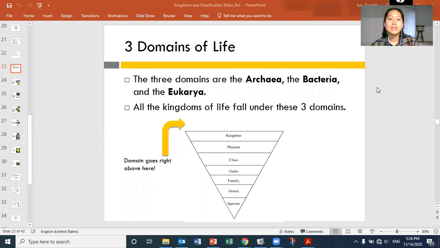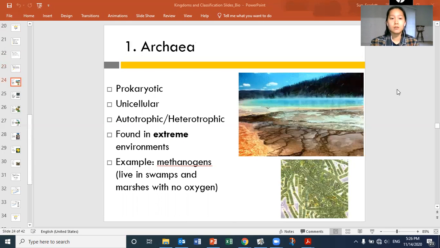So there are 3 domains of life. The 3 main domains are Archaea, bacteria, and Eukarya. All of the kingdoms fall under the 3 domains. In the triangle pyramid that I showed in the last lecture, domain goes right above. So domain is like all living things, and then the kingdoms are part of, we'll mostly talk about Eukarya as having kingdoms. So first off, we have Archaea as one of the domains.